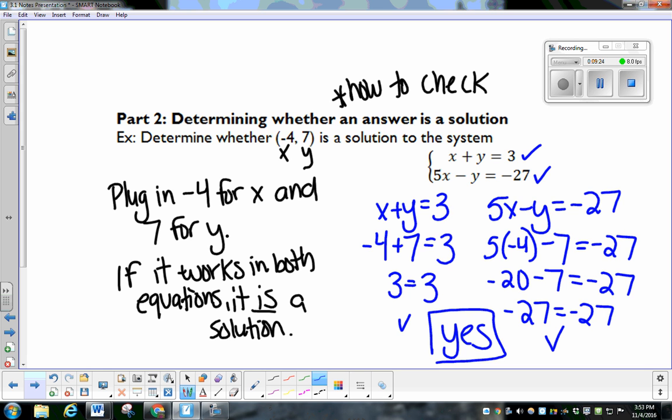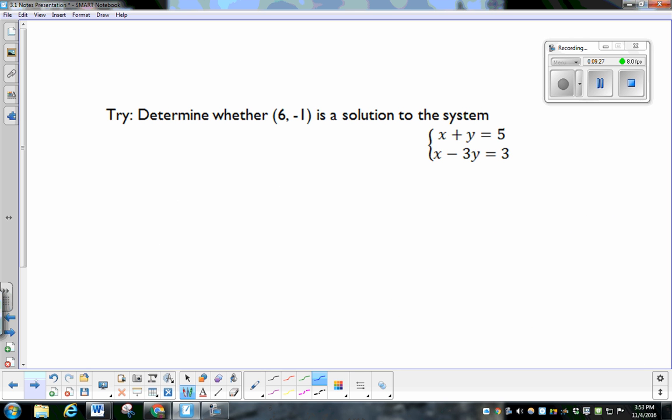I'm going to have you guys try the next one. I want you guys to determine whether (6, -1) is a solution to this system. You should come in with that done tomorrow.